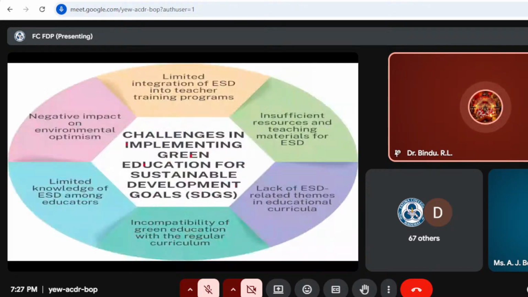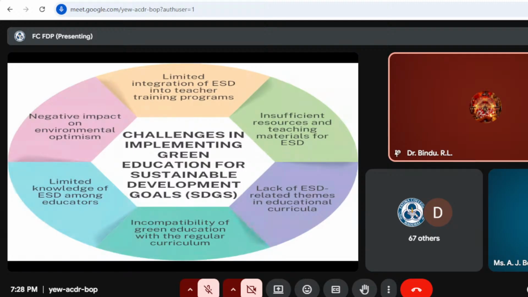So challenges. What are the challenges in implementing green education for sustainable development goals? One is limited knowledge about ESD. Then incompatibility of green education with the regular curriculum, and lack of ESD related themes in educational curricula, insufficient resources and teaching materials, and limited integration of ESD into teacher training programs. And this must be changed. How, as teachers, can we move in this line? That should be the major concern.